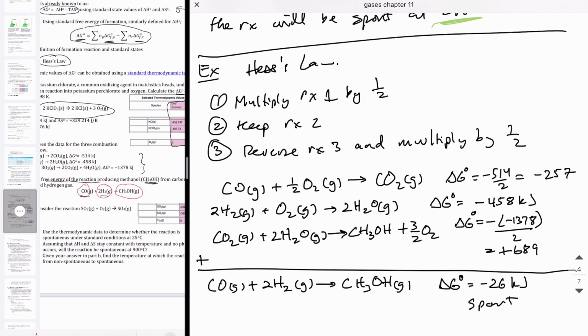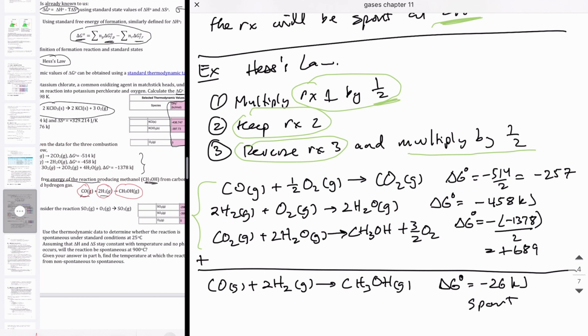And so given the setup of what I want in my target reaction, I'm going to need to multiply reaction 1 by a half. That would make my 2 carbon monoxide become 1 carbon monoxide. I need to keep reaction 2 as is because I already have 2H2 there, so I don't need to change anything. And then I need to reverse reaction 3 because my methanol is given as a reactant, but I want it on the product side. And I also need to multiply it by a half because in the given reaction, my methanol has a coefficient of 2. In my target reaction, my methanol has a coefficient of 1. So those are the 3 things that I need to do to my 3 reactions. So these 3 equations here are the reactions after I've done all those 3 things to them.